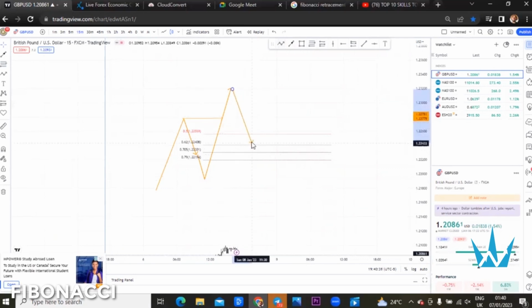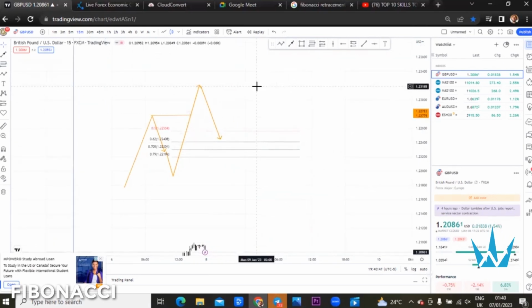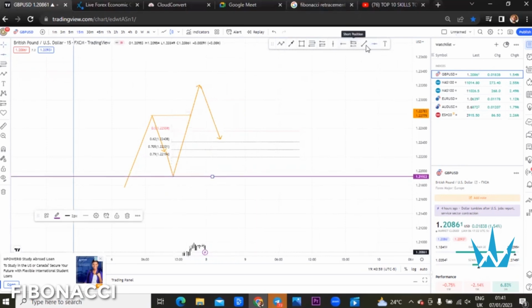Now, why is this so? This is so because smart money always wants to buy low and sell high. Now, what do I mean by buying low and selling high? So I'm going to mark this as a range, this low and this high.